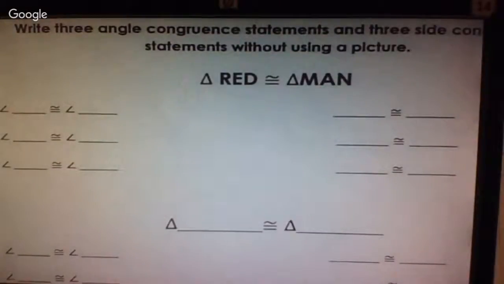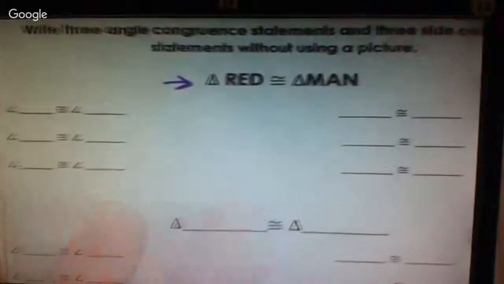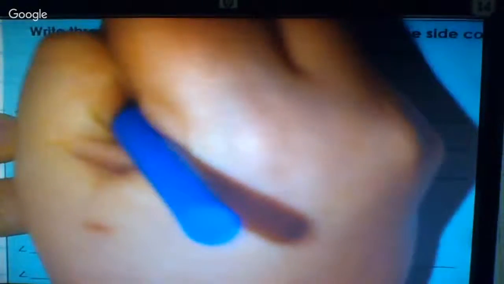All right, so you need to be able to look at two triangles. If they're congruent, write me a congruent statement or tell me what is congruent. So right now, we've got a congruent statement. That's what this is. This is a congruent statement. Congruence statement.